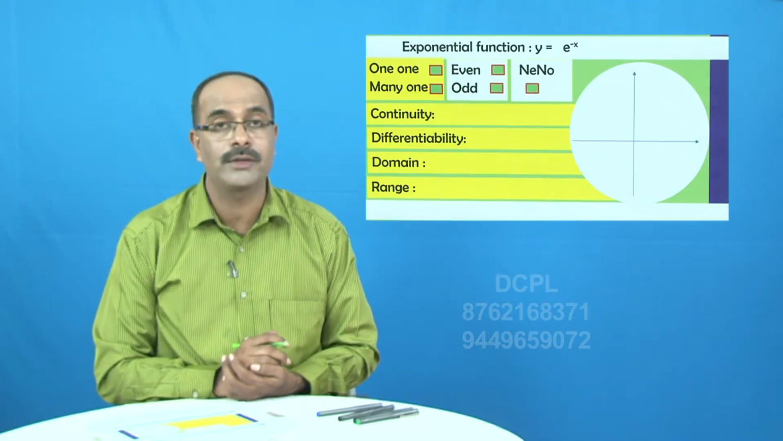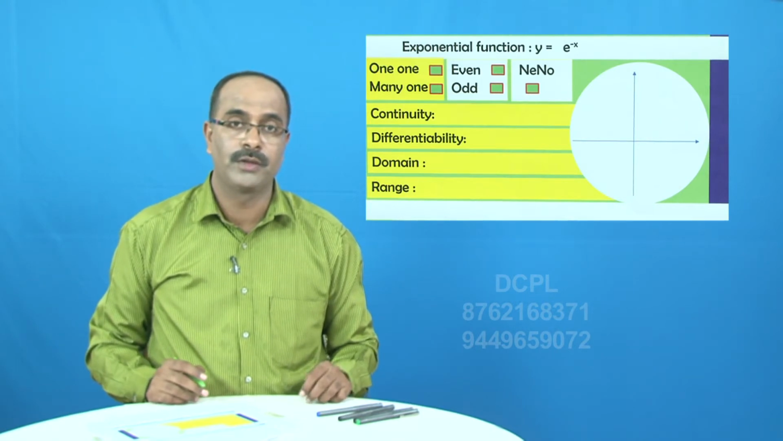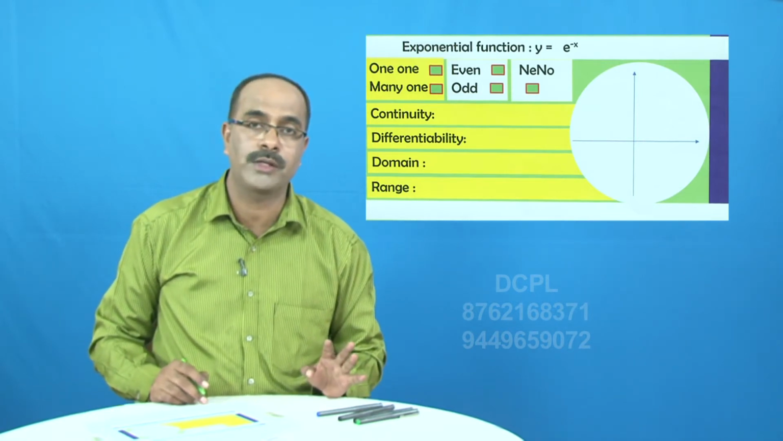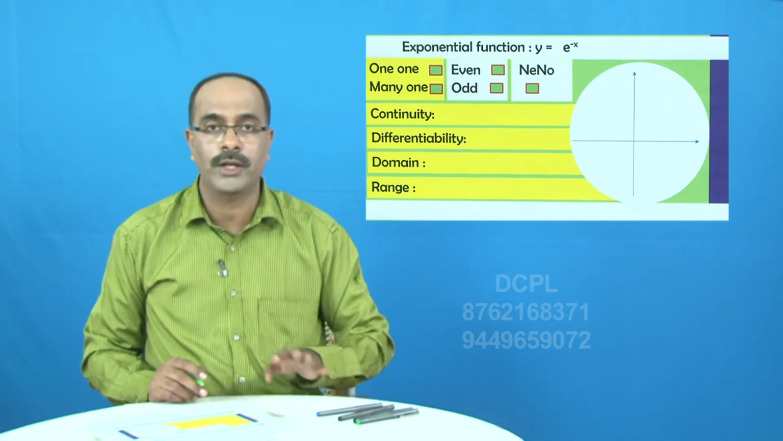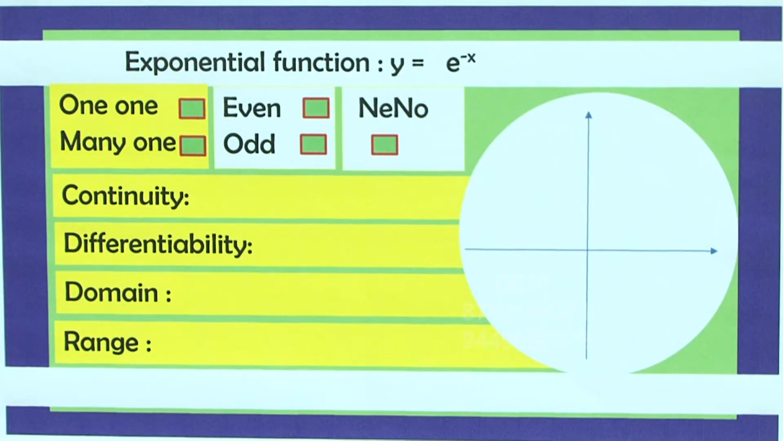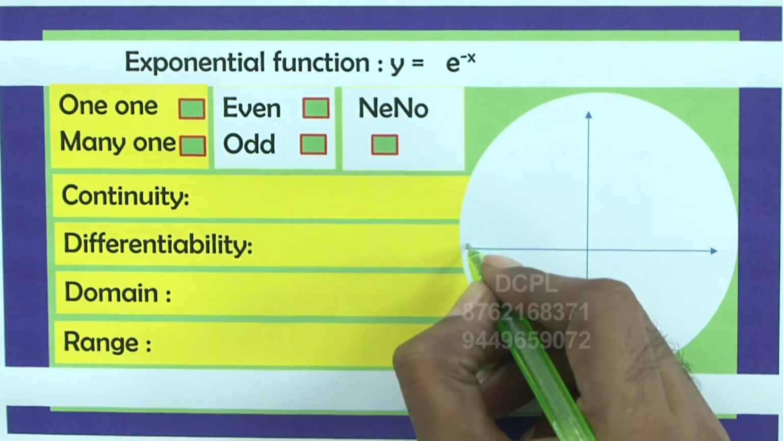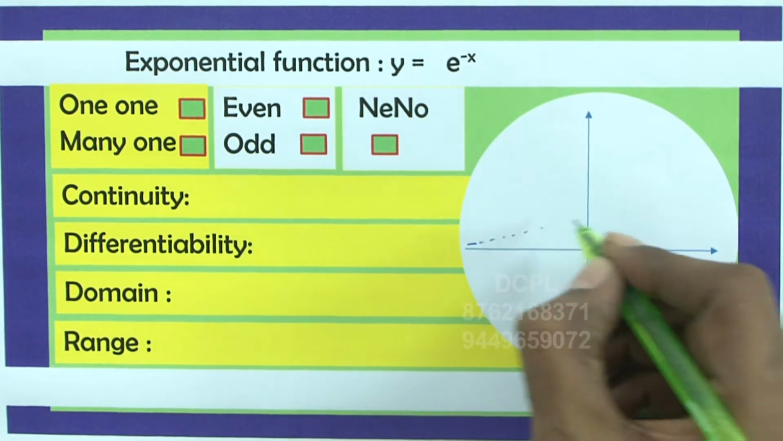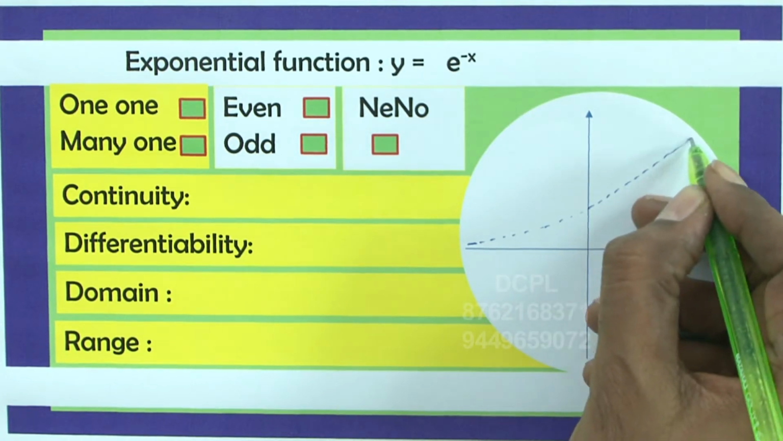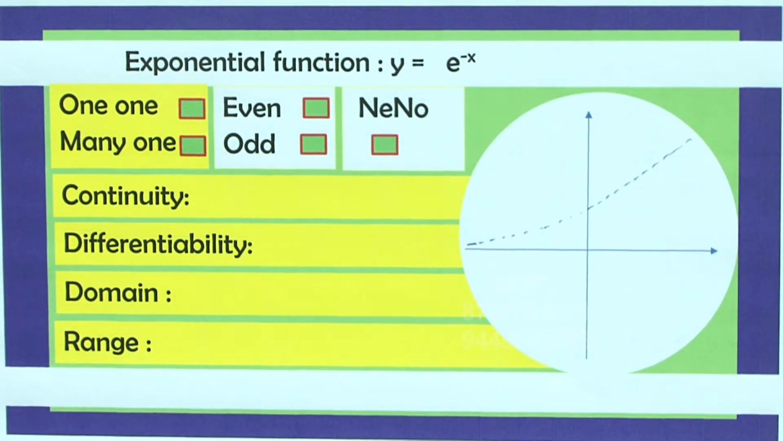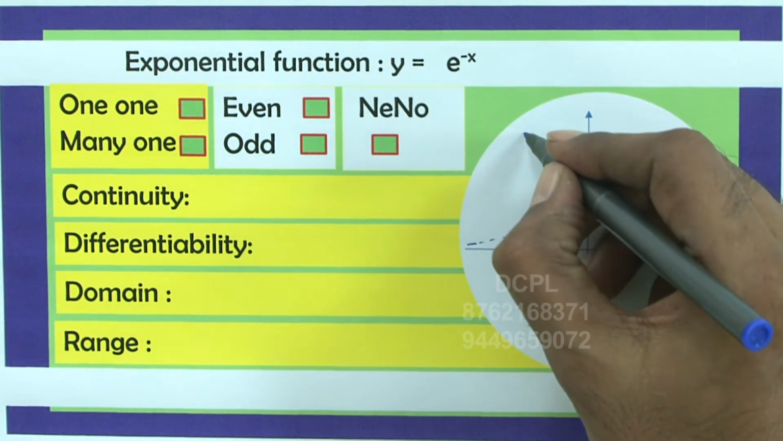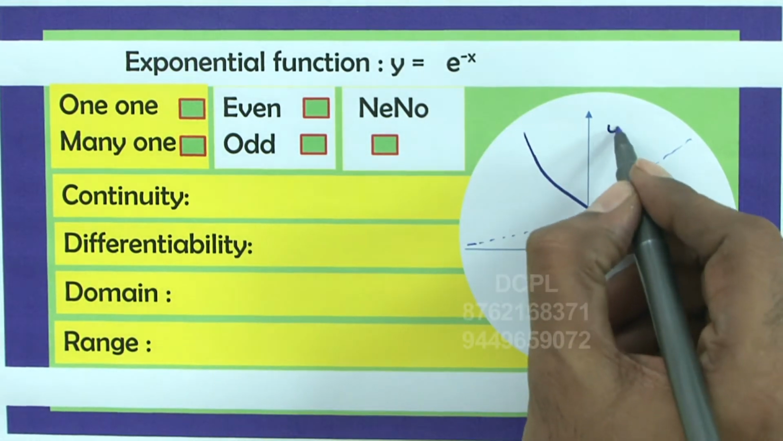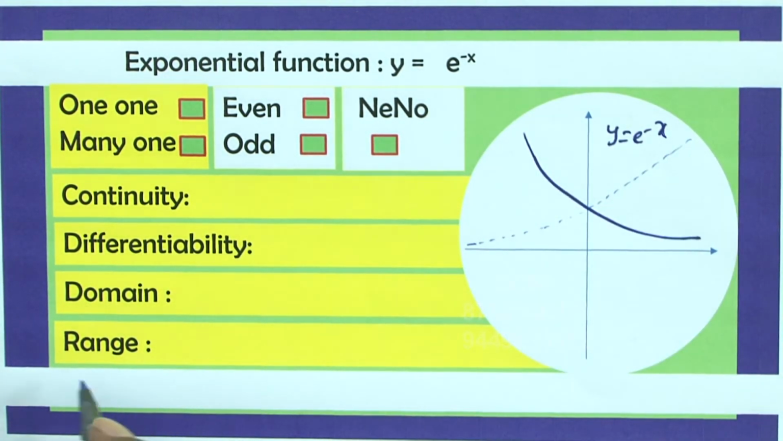Now let us analyze e power minus x. First, draw the graph of e power x. Using the basic properties of functions, we can draw the graph of e power minus x also. Look at this, how can we do it? Do you agree with me? This is the graph of e power x, right? Then definitely e power minus x should be like this, right? So this is y equal to e power minus x.